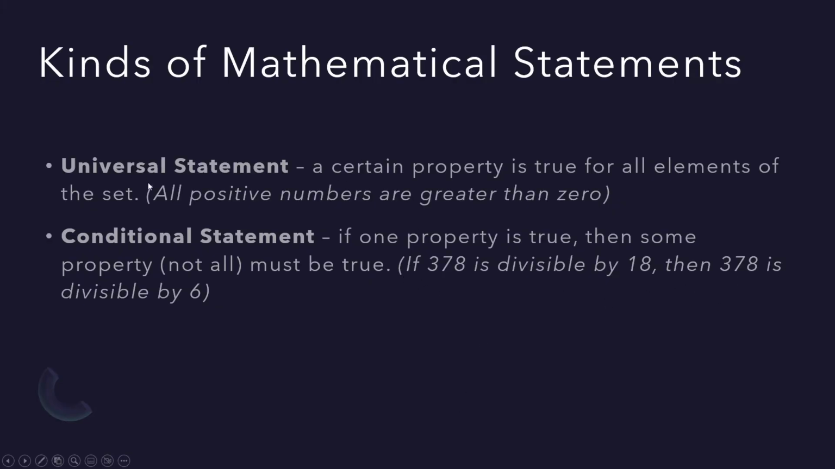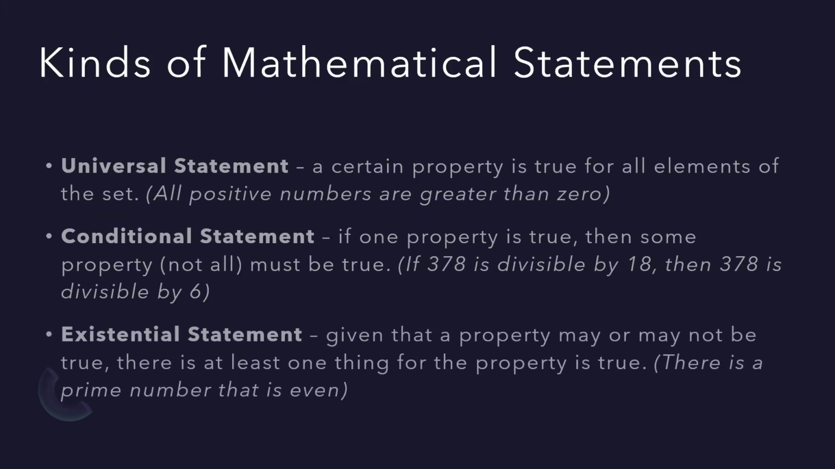For the universal statement, I forgot to inform you earlier, the clue word is the word all, or for all, which is what the statements use. That is for the universal, then the conditional is if-then. Then we have the existential statement.